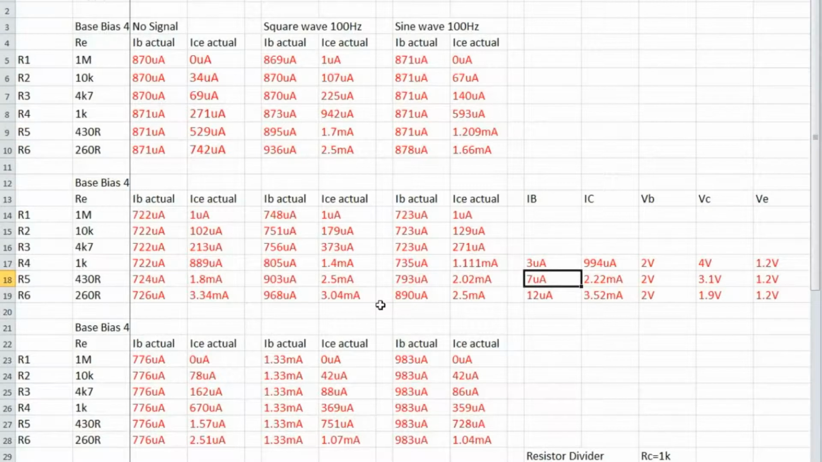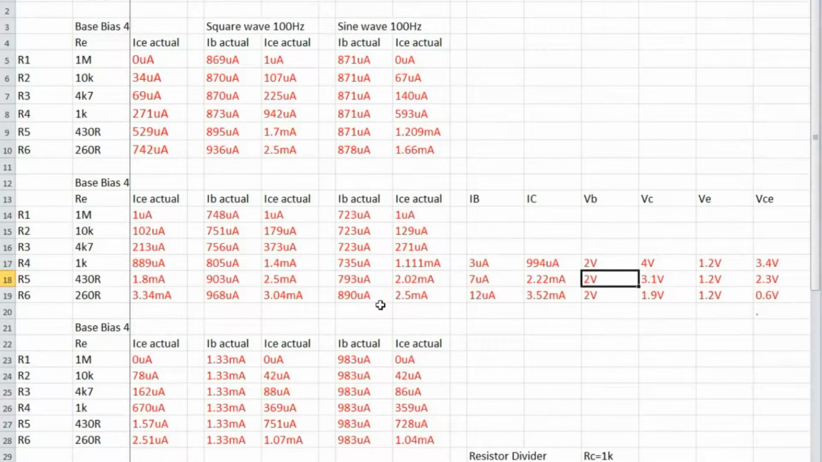With this scenario, I have found that the 430 ohm is probably about the best setup, because I'm getting 7 microamps on the base and 2.2 milliamps of current through the transistor at the collector. When I look at the voltages as well, this seems about right for biasing this transistor, which by the way was a BC337. I've got 2 volts on the base with the resistor divider of 4K7 and 2K2. The collector voltage is 3.1 and the emitter voltage is 1.2, so I'm dropping 2.3 volts across that transistor.